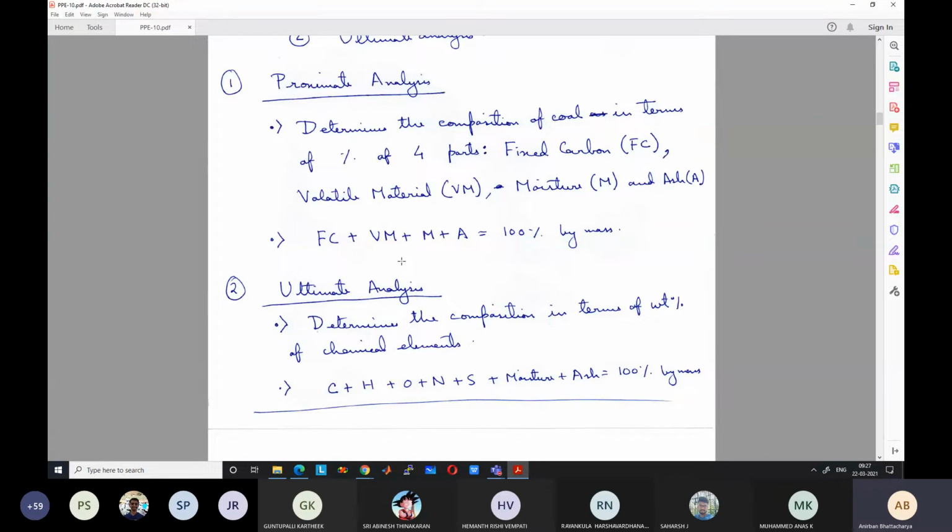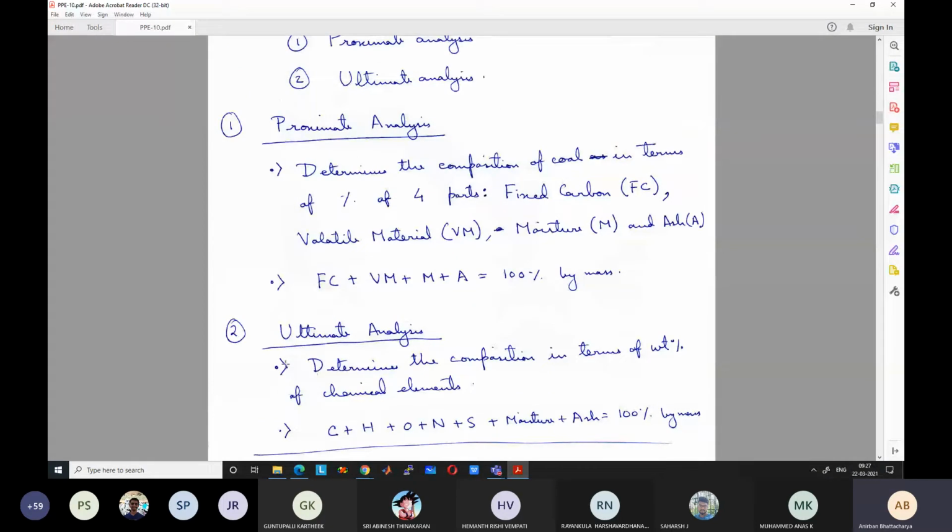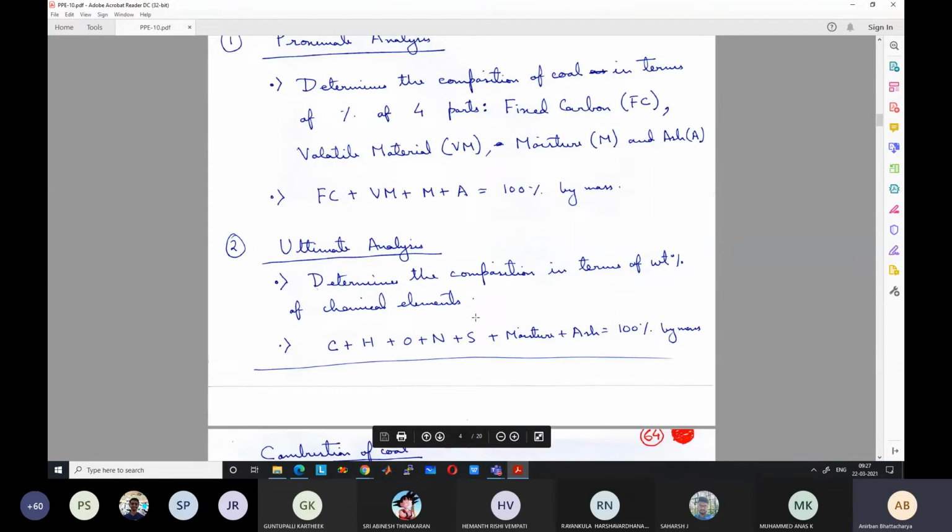Then the second type of analysis is exact chemical analysis. We'll not go into details on how to do this. For each element there is a particular analysis which can be done to find out its composition. This is known as ultimate analysis, and it determines the composition in terms of the weight percentage of the chemical elements present. In coal, the elements present are mainly carbon, then some amount of hydrogen as part of hydrocarbon.